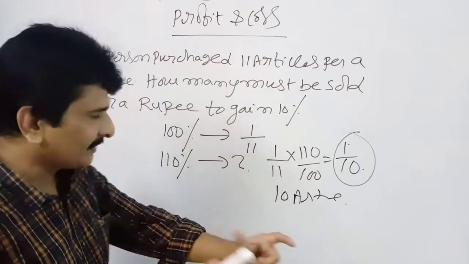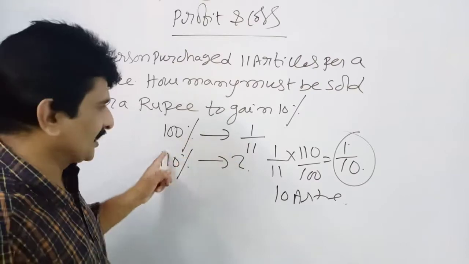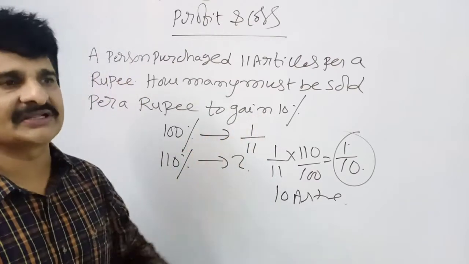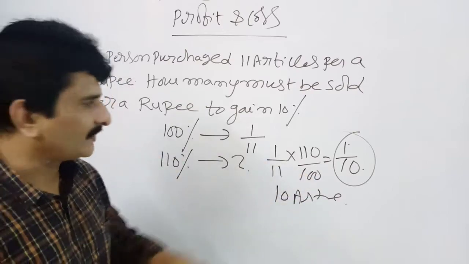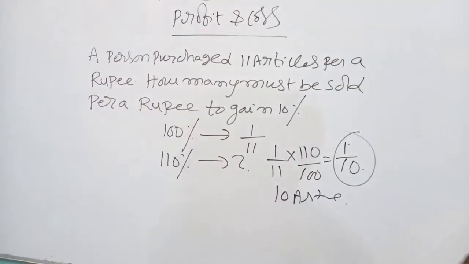Again, I am repeating. A man purchased means CP. CP is always 100%. So 100% is 1 by 11. To get 10% profit, that means 110% equal to how much? You are getting 1 by 10. 1 by 10 means for every rupee you have to sell 10 articles. So the answer is 10 articles.